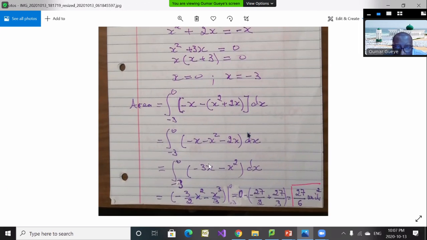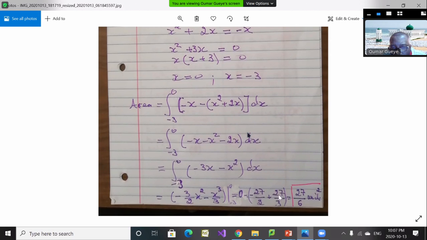Okay. Now, when you apply the power rule, the first term becomes -3/2 x squared, and the second term, the antiderivative, is going to be x cubed over 3. And what the FTC says is you calculate it at 0 first, the top. But at 0, when you replace x by 0, you will get 0 here. Minus the bracket at -3. You replace x by -3, which is -3 squared, which is 9, times the 3, which is going to be -27. And here it is going to be -27.